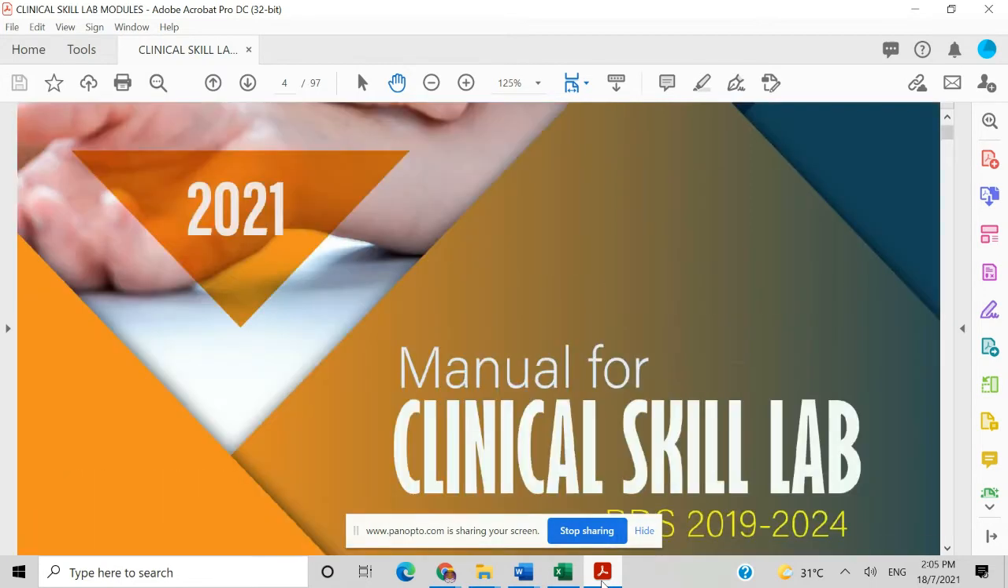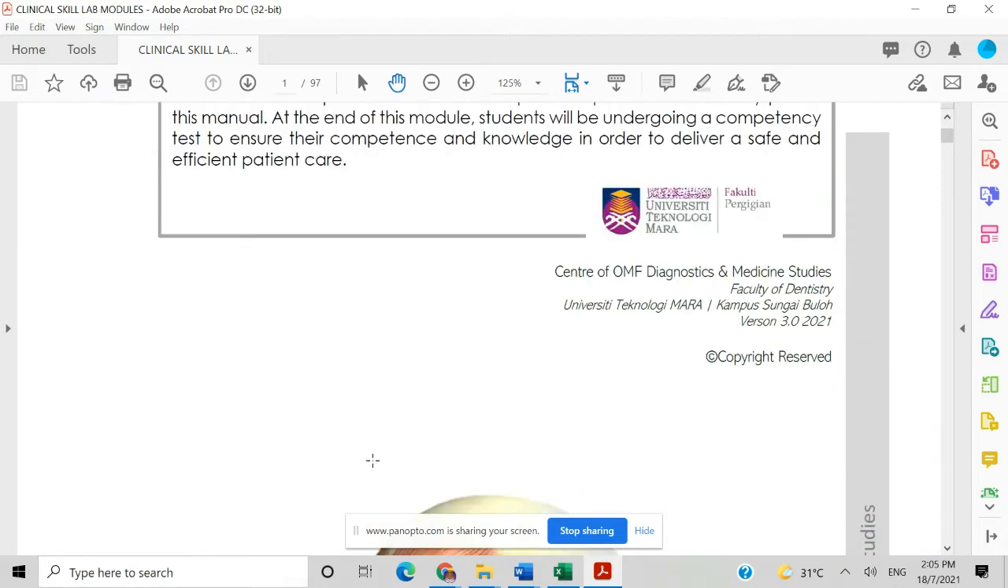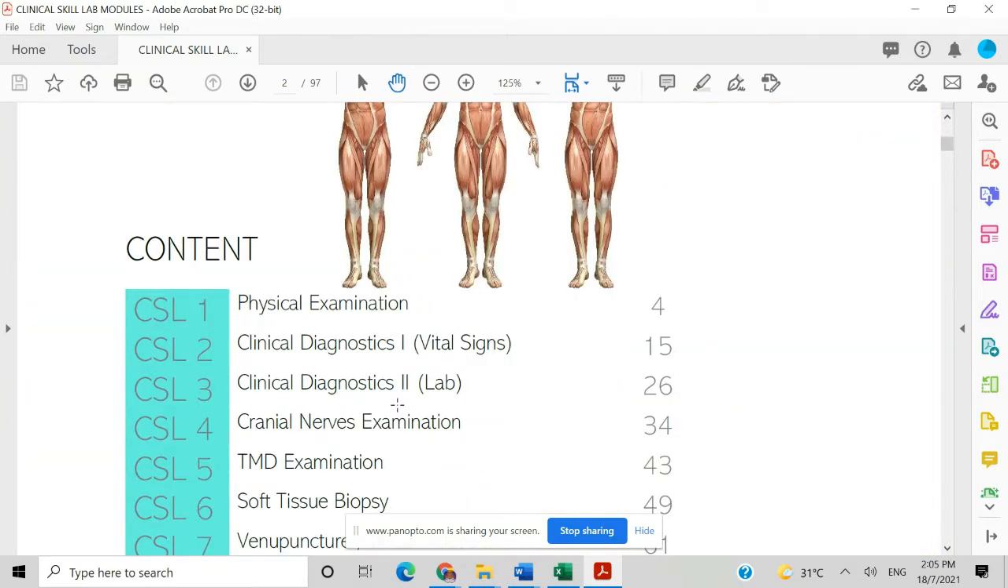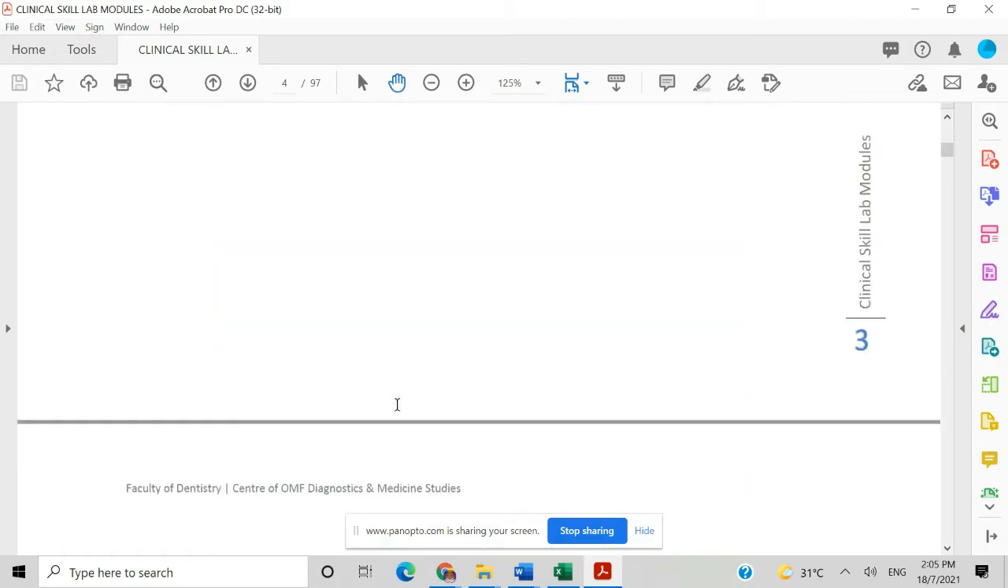We will continue our manual briefing for clinical skill lab. So I'm going to do a briefing today for CSL number 2, which is clinical investigation part 1. We will be talking about vital signs. If you refer to your manual, you will find this in module number 2, clinical diagnostics 1, which is vital signs. So let's look at it.